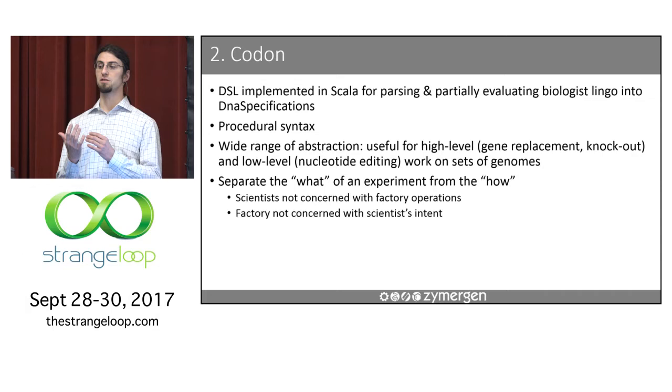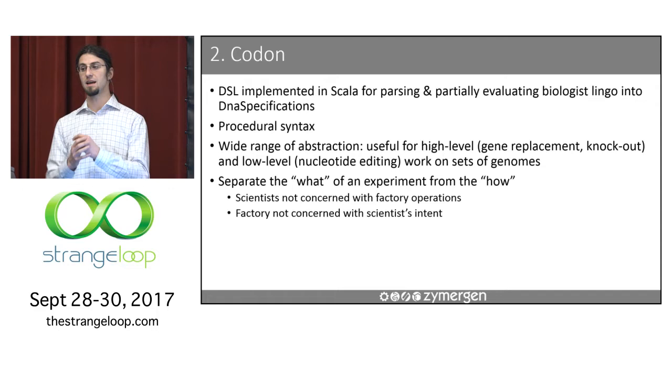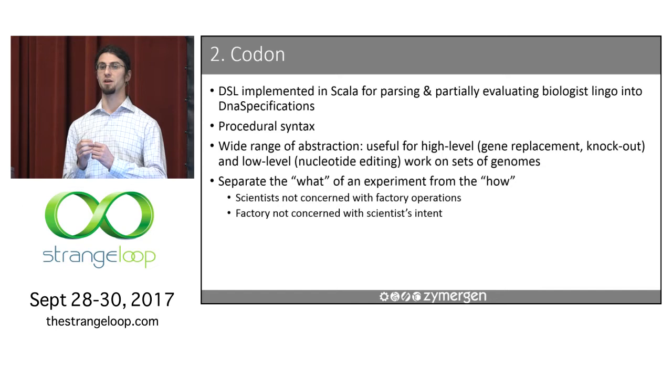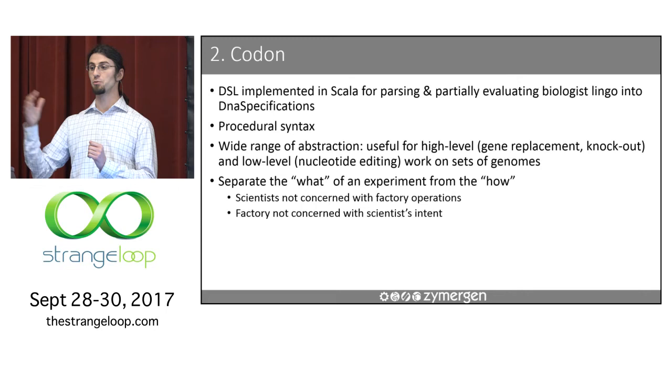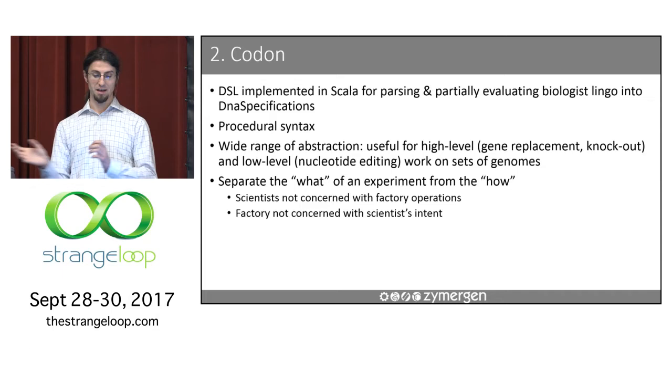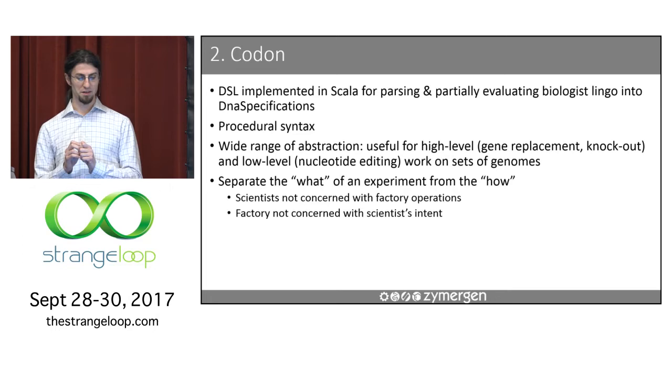It is a procedural syntax, so more complicated search spaces or more complicated expressions are built up hierarchically out of simpler search space expressions that came before it. The function library in Codon is tailored to the language that biologists use, and it has a wide range of abstraction. At one extreme, you can use Codon to describe creating a knockout or performing other annotation-level changes to the underlying DNA in the sets. And at the other end, we can treat DNA like a string sequence and perform SNP changes and other manipulations of the DNA directly. So this allows for a great degree of flexibility in the kinds of experiments that can be described with the language.